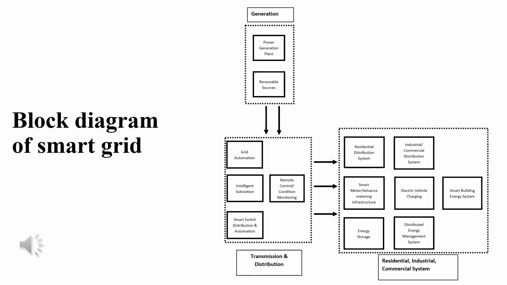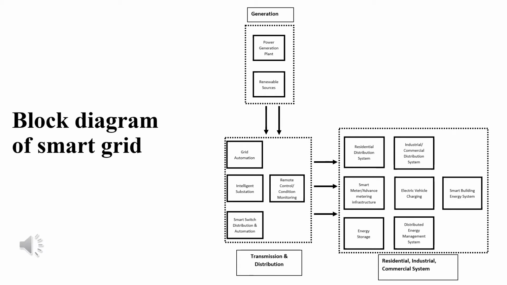And from there, let's take a look at the transmission and distribution block. Here we have the power of grid automation, an intelligent substation, which will understand the demand and sort the power energy towards that. And then smart switch distribution and automation makes it way easier, and then remote control and condition monitoring. By that, it will help have accessibility remotely. And if anything goes wrong, it will be able to revive and become active within an easier time compared to a traditional grid.